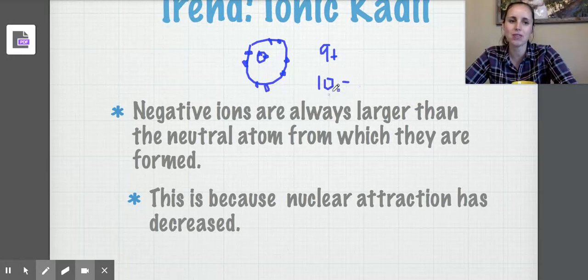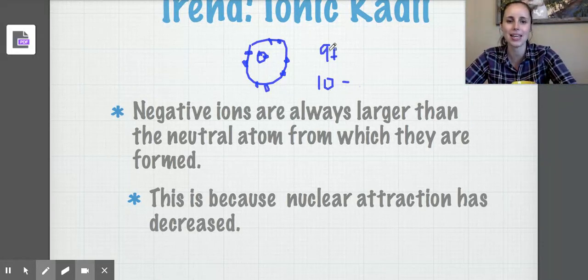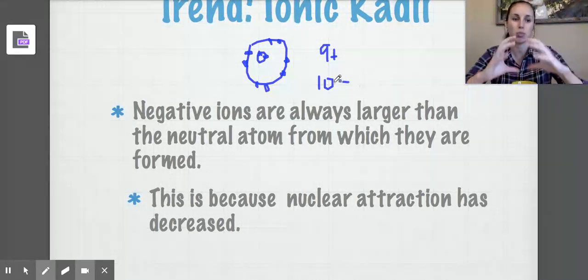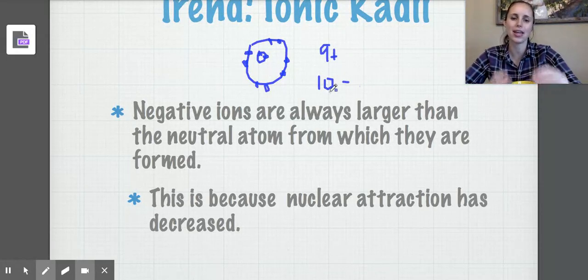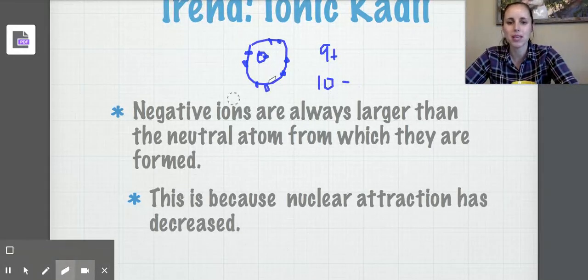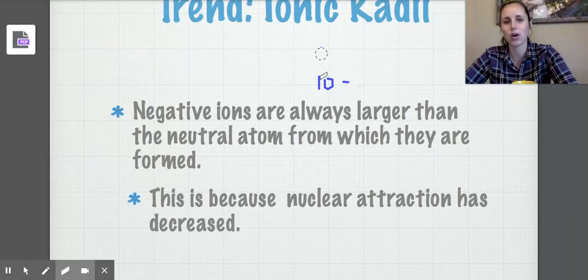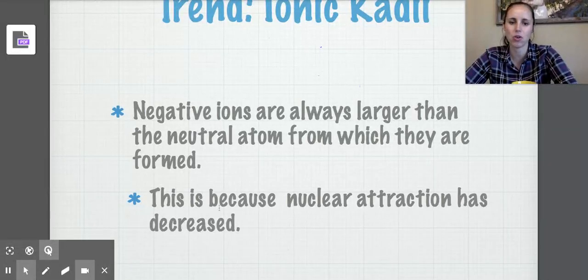Since there's more negatives than positives, net nuclear attraction has decreased, and those negatives are floating slightly further away than they were before. So if I had equal numbers of negatives and positives, it would be a pretty tight hold. Since I have an extra negative, it's floating slightly further away, it's slightly larger. So what this means is that negative ions are going to be larger than their neutral atom. It's because they're gaining an electron. Since we're gaining an electron, we're going to have less net nuclear attraction, and that outside radius is going to be further away.